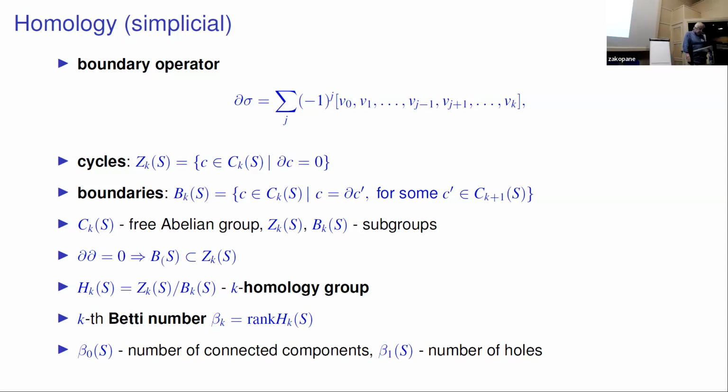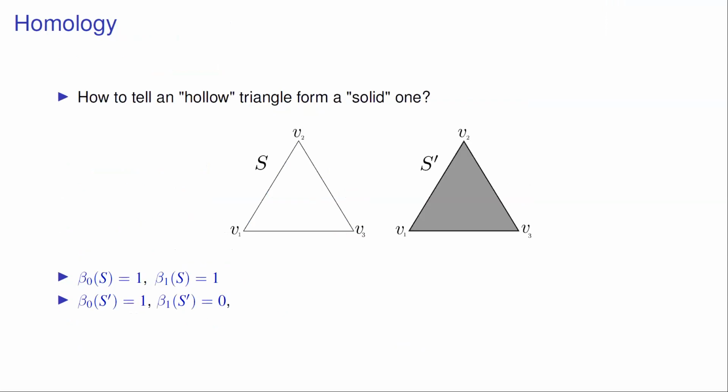As everybody knows, beta 0 is the number of connected components, and beta 1 is the number of holes. This is my favorite example on which I explain to my colleagues what it is for: how to distinguish this hollow triangle from a solid one. You calculate these Betti numbers, and you see that this one consists of one piece and has one hole. This one consists of one piece and 0 holes.